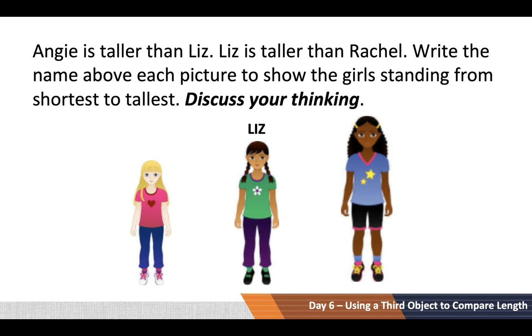Alright, so we need to first see, this is Liz. She's the girl that is being compared for the others to figure out who is taller, who is shorter. So let's look. Liz is taller than Rachel. Okay, so that means that Rachel has to be shorter than Liz. So this is probably Rachel.